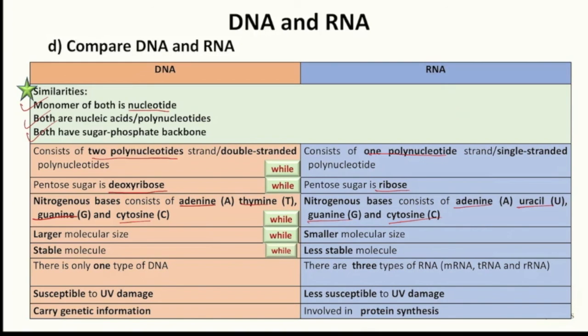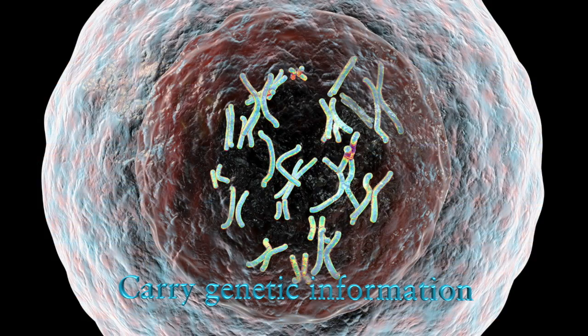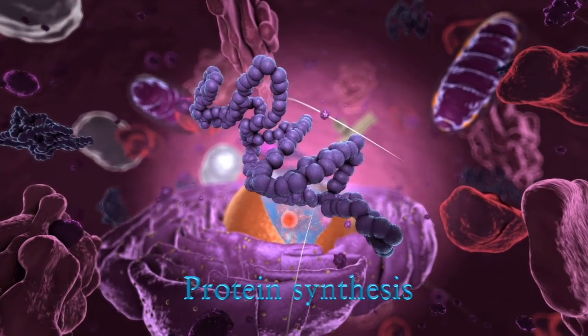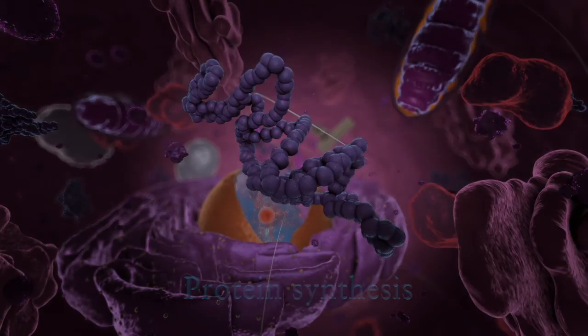DNA consists of only one type, while RNA consists of three types: mRNA, tRNA, and rRNA. DNA is susceptible to UV damage, while RNA is less susceptible to UV damage. The function of DNA is to carry genetic information, while RNA is involved in protein synthesis.